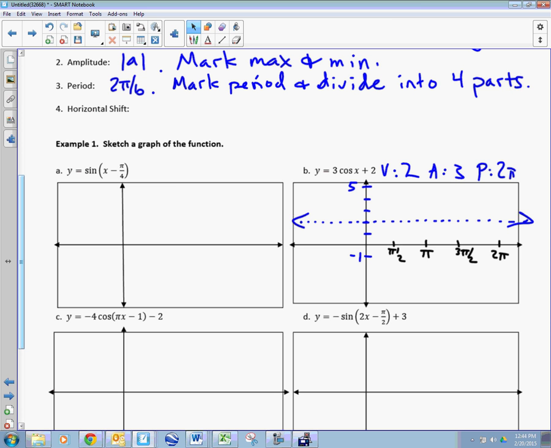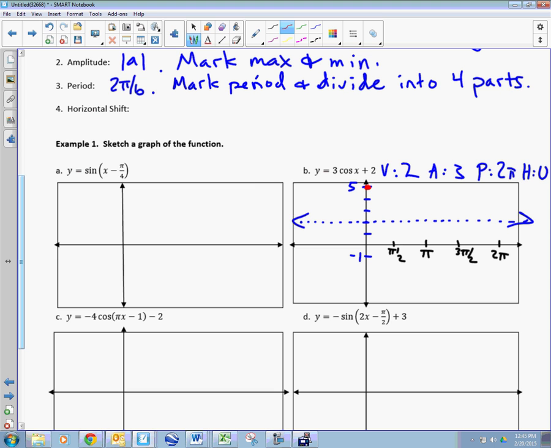Is there a horizontal shift? No. Look at the inside. It's just x. Set x equal to 0, you get 0. So there's no horizontal shift. That's the one I do last. So now I'm going to graph it. Does cosine start at the max or min, or does it start at the middle? Max or min? Is this going to be at the maximum or the minimum? The maximum.